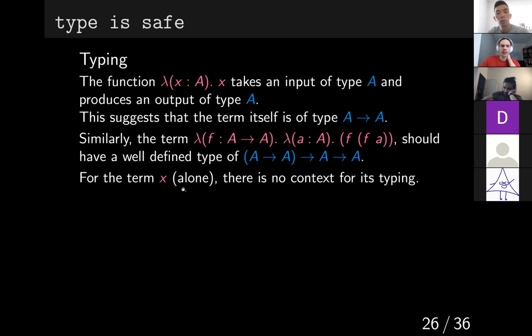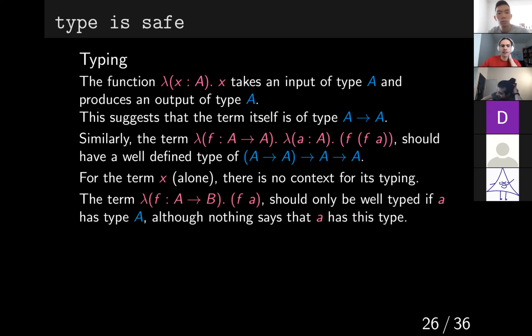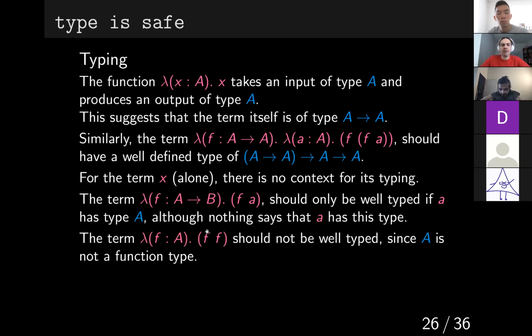Now, if I just consider the term x alone, there's no context for its typing. What does x mean? I don't know what type x is. So I can't make a typing judgment there because I don't have enough information. Similarly, in the point evaluation at A function, it would make sense if A had type A, although I have nothing that says that, so I still can't make a typing judgment. There isn't enough information.